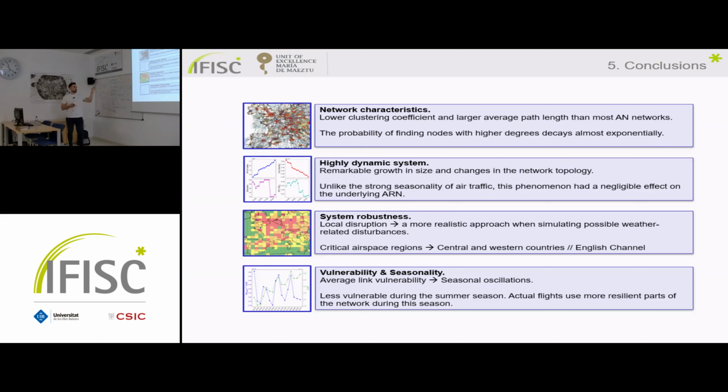And regarding the vulnerability of the system, we have studied the case of local disruption, which can be a realistic approach to what could happen, for example, in cases of weather-related phenomena. We have seen that most of the most vulnerable parts are located in central and western countries. And finally, by analyzing this quantity, the average link vulnerability, we have seen that it presents seasonal oscillations, with actual flights using more resilient parts of the network in summer than in the winter season.